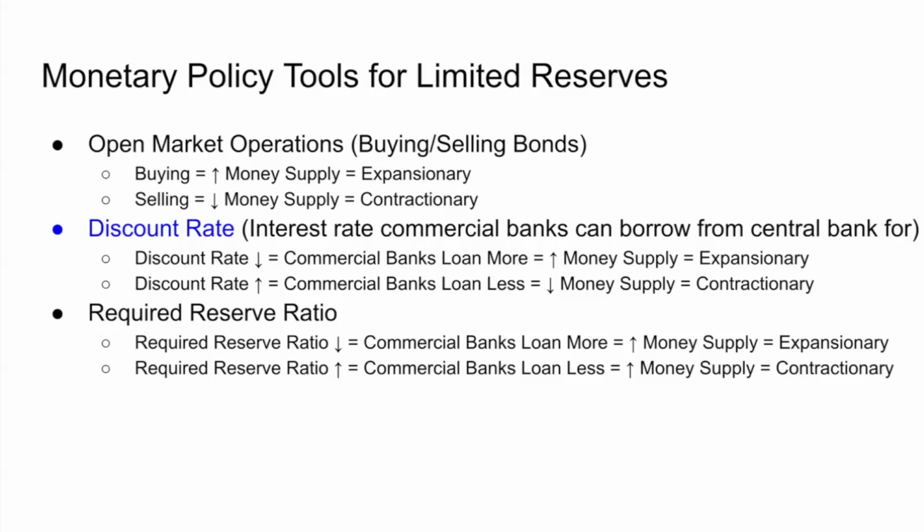The first is open market operations, which means buying or selling bonds. So when you buy something from someone, you have to give them money. So the central bank buying bonds essentially means that they're injecting money into the economy.